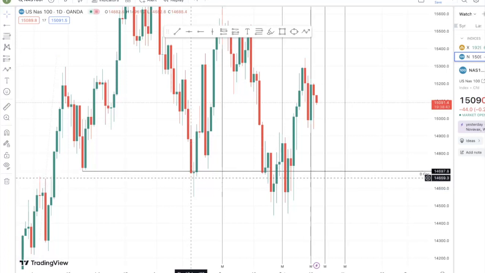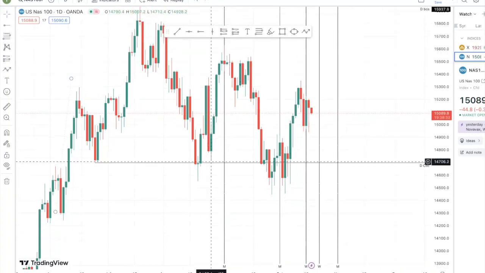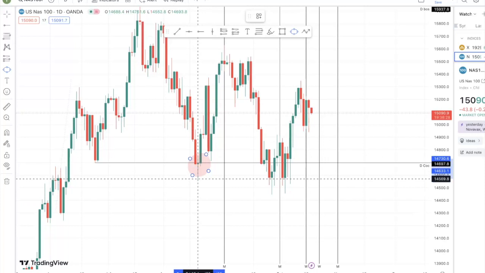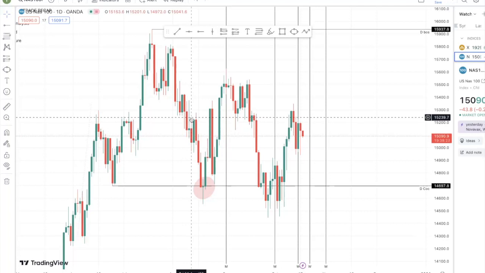That's when we have our first break of our daily zone. So once I identified we had a break, right? That's my confirmation. That's my signal that price is going to continue to the downside.